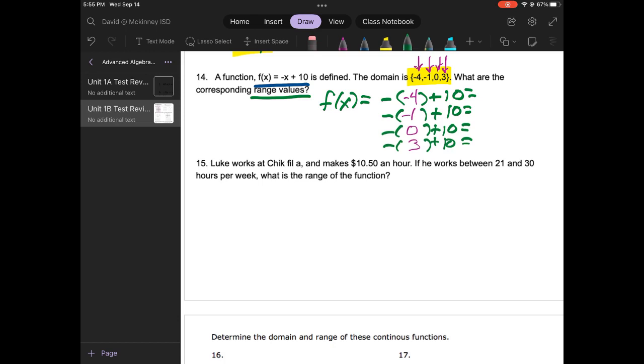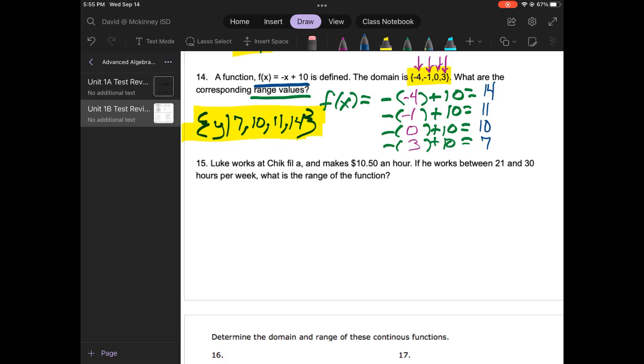Notice in the first instance, a negative 4 turns into a 4. When I add that to 10, I'll end up with 14. You can put this into Desmos exactly that way: negative, parentheses, negative 4 plus 10, and it would give you 14. Same thing for the next value, which would be 11, and then 10, and then finally 7. Plug those into Desmos. It will do the calculation for you. Then I write the set of all y's such that y is equal to 7, 10, 11, and 14. And that's my range for this particular question.